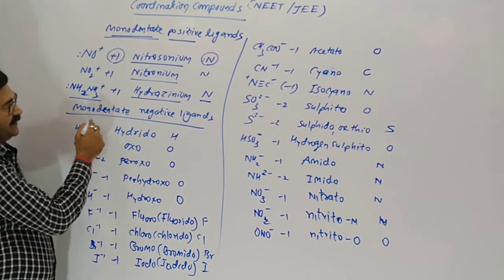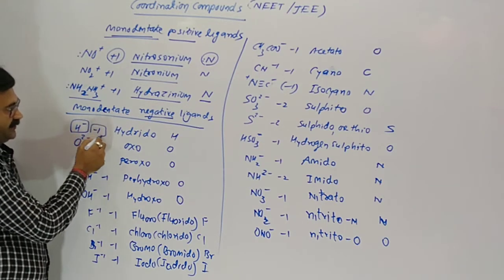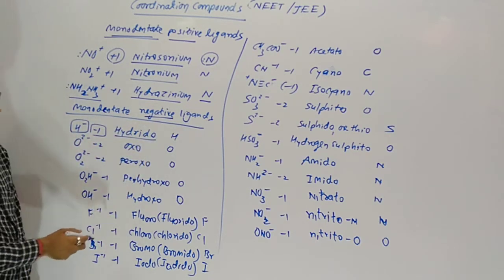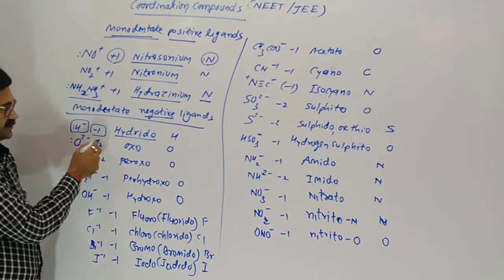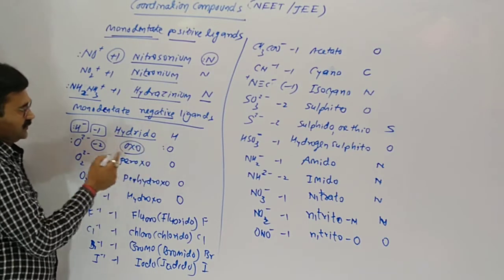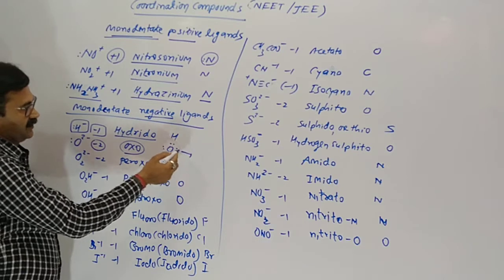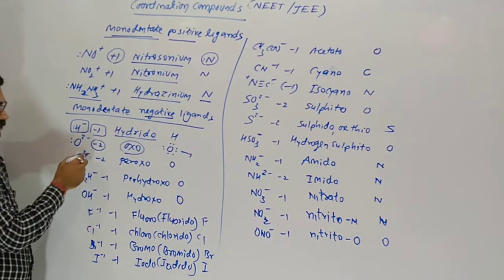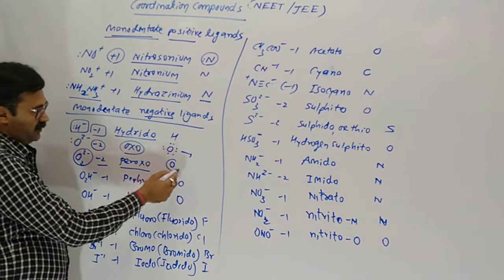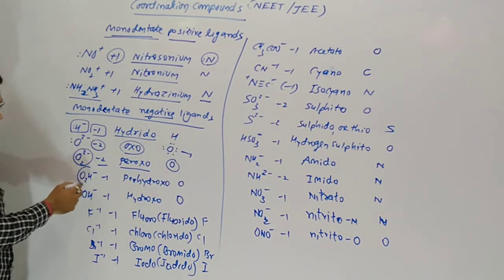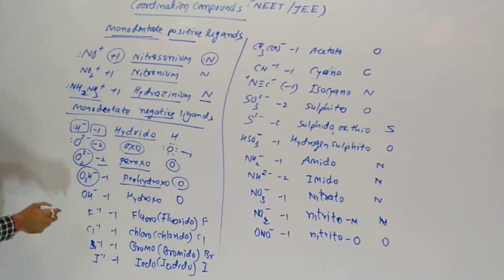Now monodentate negative ligands. H- having charge -1 is hydrido, and H donates the electron pair. O2- having charge -2 is oxo; here one oxygen donates one electron pair. There are 4 pairs, and out of the 4 only one donates. O2 2-, having charge -2, is peroxo, and oxygen is the donor. O2H- is perhydroxo, and oxygen is the donor.